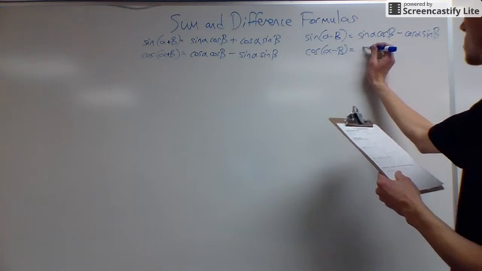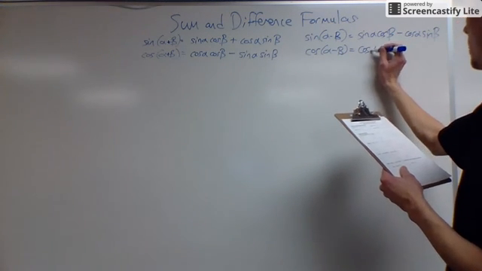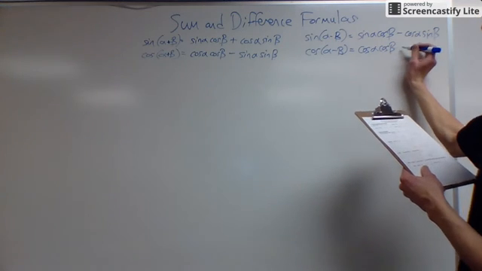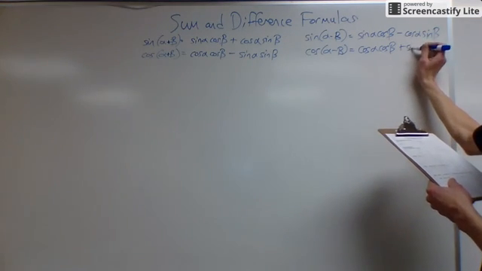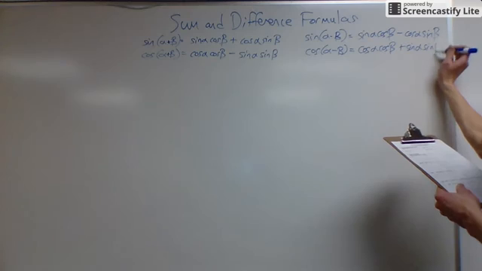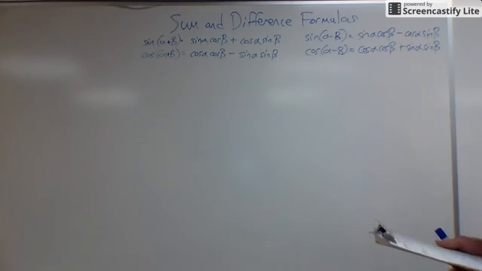For the cosine of a difference, we use cosine of alpha, cosine of beta, plus sine of alpha times sine of beta.